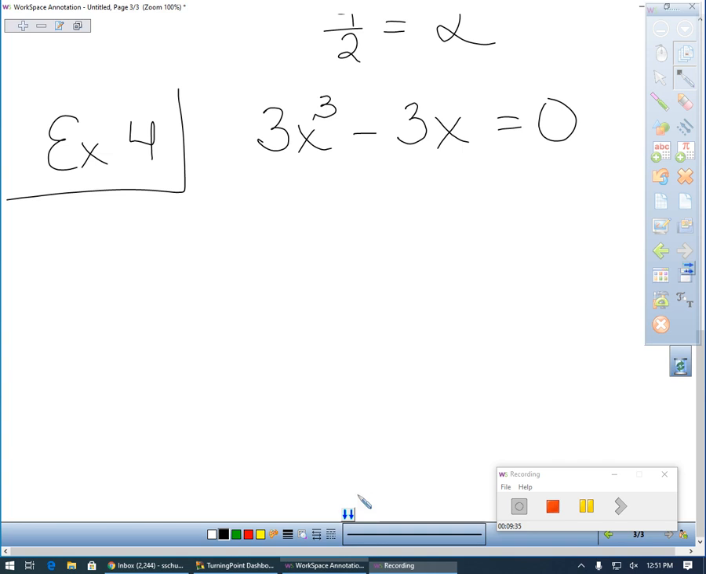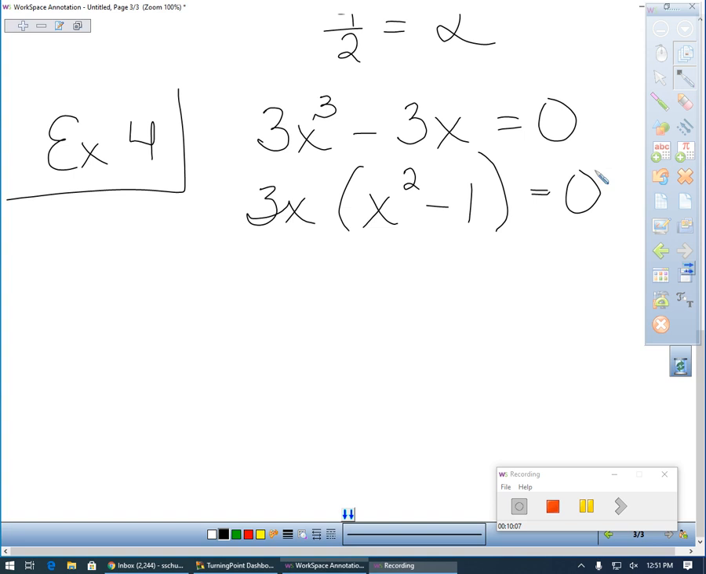Okay. So, on this one, again, lots of different ways to look at this one. What's something somebody sees right off the bat? What do you see? Yeah, you can take out an x and you can take out what else? 3. So let's do that, okay? So we have 3x, that leaves me with x squared minus 1.